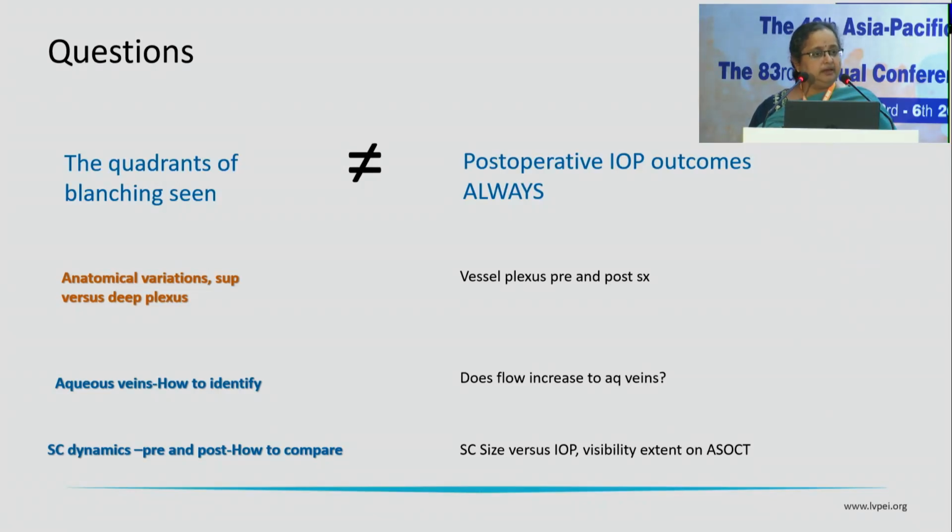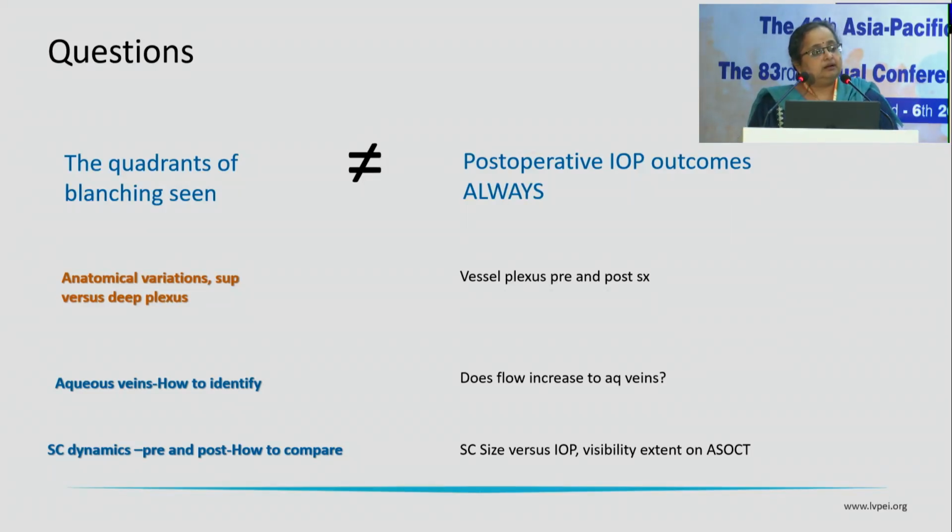The anatomical variations, both in the superficial and deep plexus, are huge from individual to individual, and these probably account for the lack of a generalized algorithm. We yet do not know how to identify the aqueous veins. If we know that, then possibly we can maximally optimize our site of MIGS.